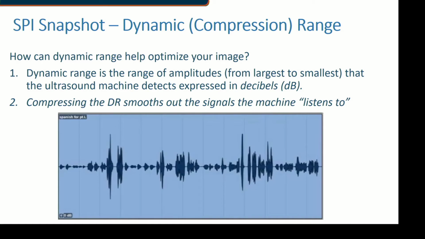So dynamic range is really the range of amplitudes from the largest to the smallest that the ultrasound machine detects, and this is expressed in decibels on the machine, and there is an area where you can look at it on your screen, and I will show that to you. When the machine is using compression behind the scenes, it's smoothing out those signals that the machine listens to, and that will have a net effect on how many grays are showing up on your screen. So let's take a look.